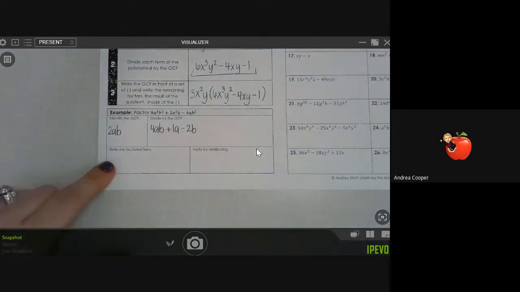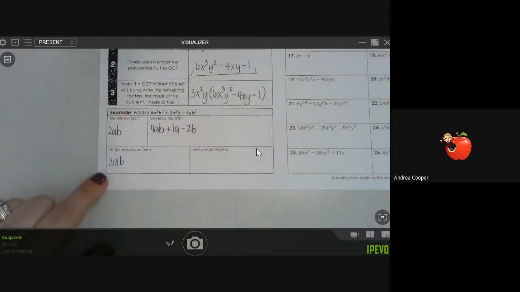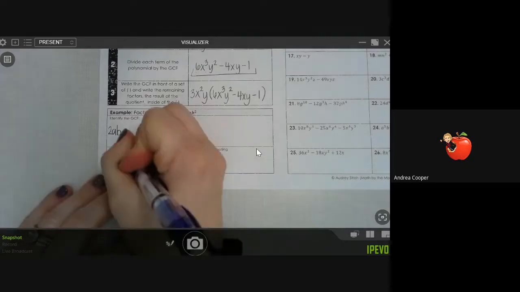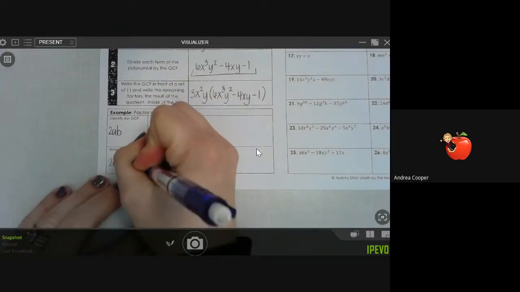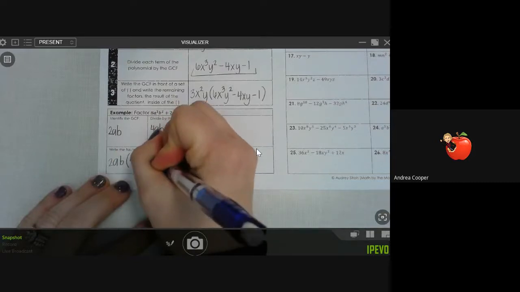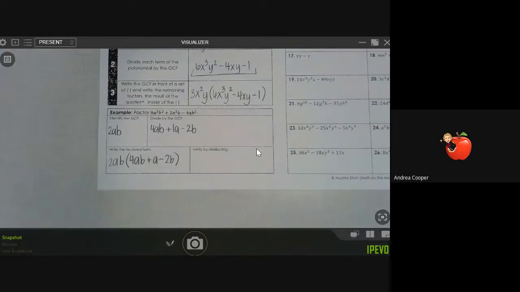Now it says to write the factored form. So I'm going to have my GCF on the outside, then parenthesis, and put what I got when I divided: 4AB plus A minus 2B. Now when you rewrite that, you can take the 1 away as a coefficient because you technically don't need to write it. But you also can have that in there. It's completely fine.